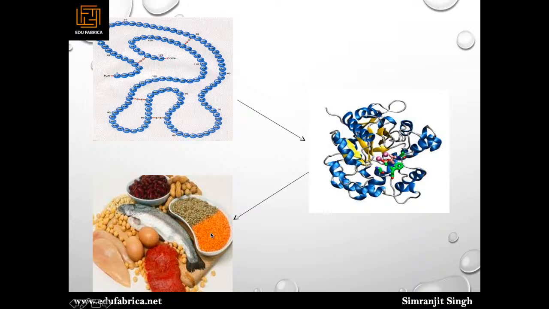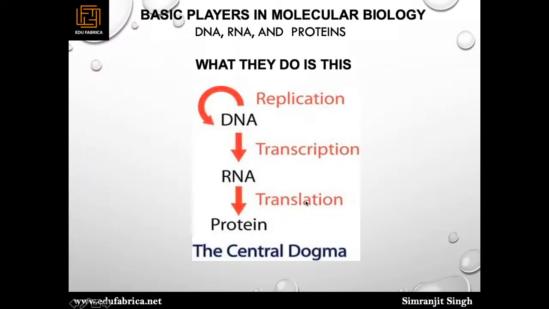And these proteins we can find in our day-to-day dietary food, like peanuts, chickpea, fish, kidney beans, pulses, eggs, red meat, chicken breast. So all are pure sources of protein if somebody is making a healthy choice.